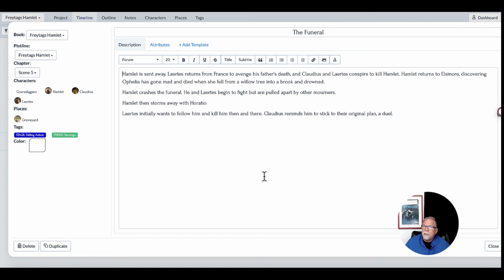But Claudius has another plan. He's going to set up a duel between the two of them, and using a poisoned sword, he's going to kill Hamlet.